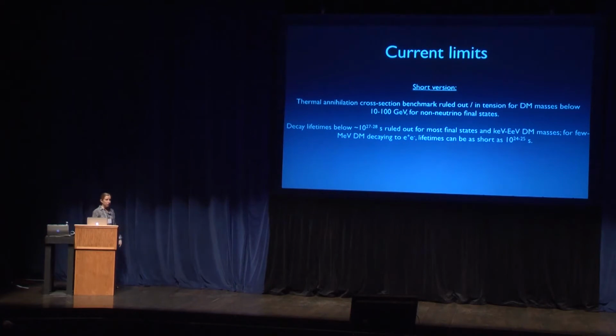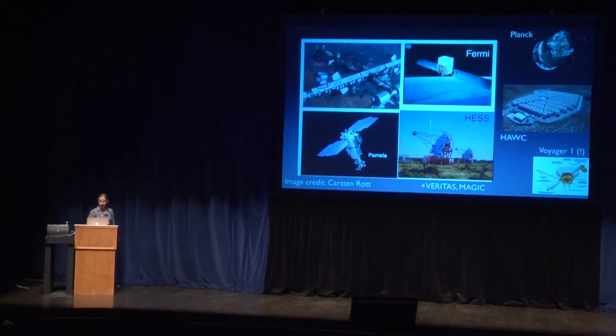For decay lifetimes, over an extremely large mass range, over about the keV to eV mass range, we can say that if all the dark matter decays, it does so with a lifetime not much shorter than 10 to the 27 to 10 to the 28 seconds. So this is 10 orders of magnitude longer than the age of the universe. If dark matter decays, it does so very slowly, although there are some little windows where it can be a bit faster. So let me now justify those statements.